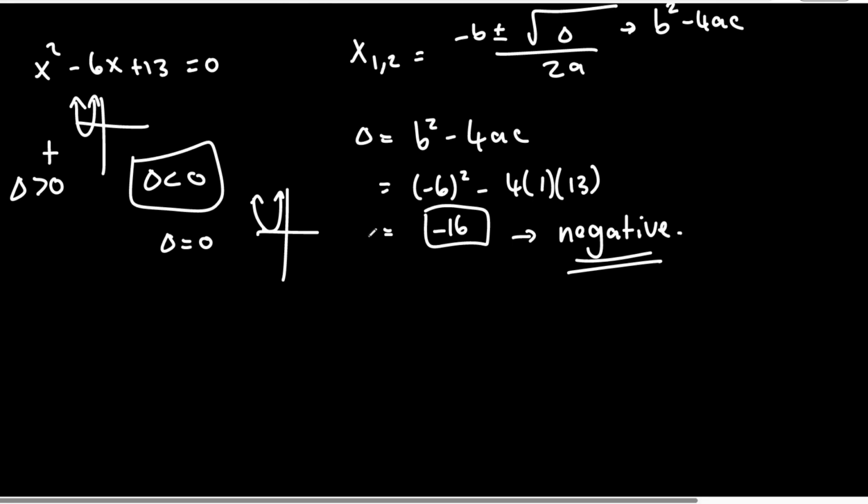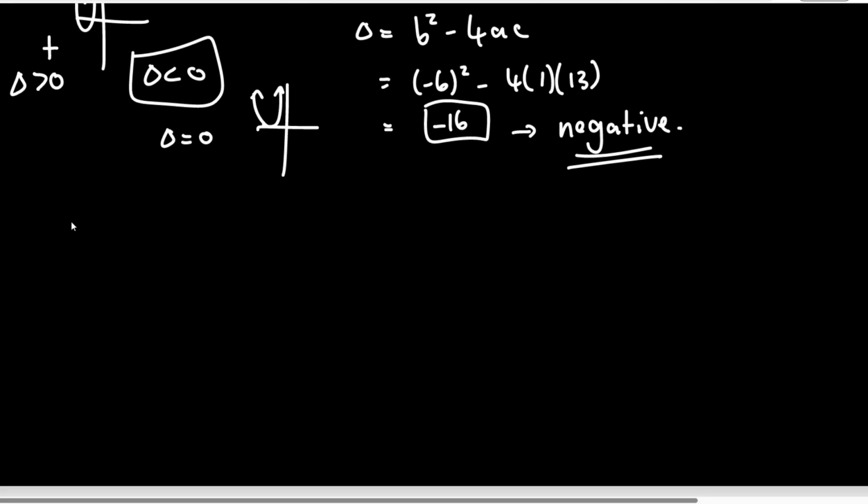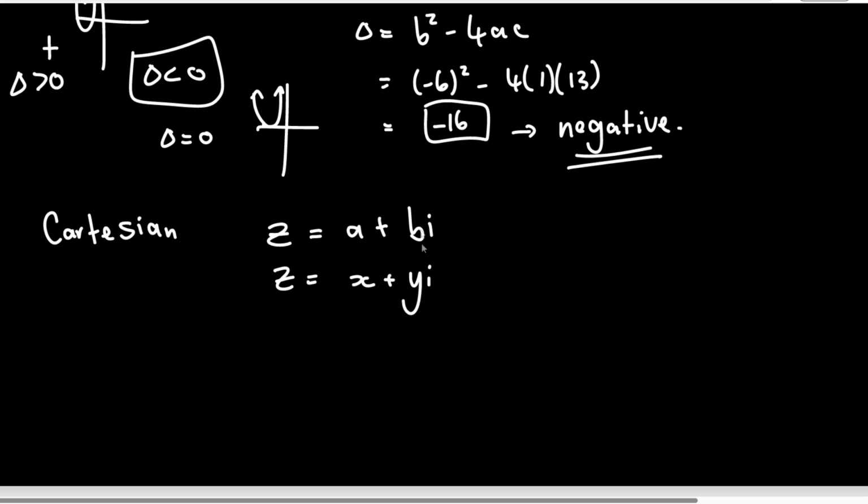Okay, so that's the Cartesian form. But I'll just quickly rewrite it again. The Cartesian form, depending on what curriculum you do, in the United States, is generally notated as z is equal to a plus bi. However, some European curriculums like the IB use x plus yi. Essentially, it's the same thing, just different notations, right?